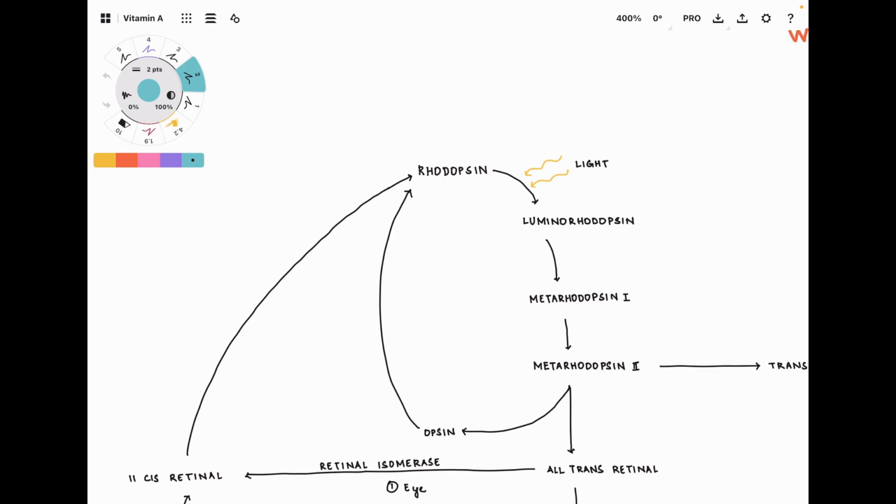When light strikes rhodopsin, it gets converted into lumirhodopsin. Lumirhodopsin then gets spontaneously converted into metarhodopsin 1. Metarhodopsin 1 again gets spontaneously converted into metarhodopsin 2. This metarhodopsin 2 gets broken down into two compounds. First one is opsin and the second one is all trans retinol.